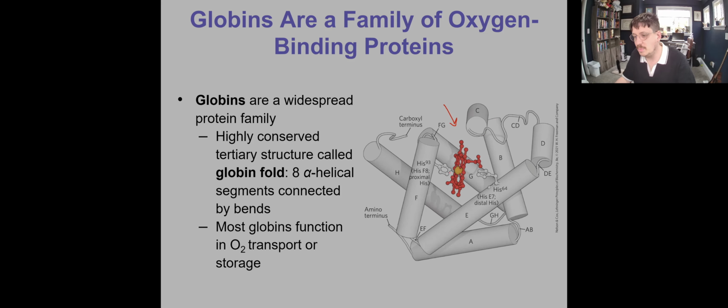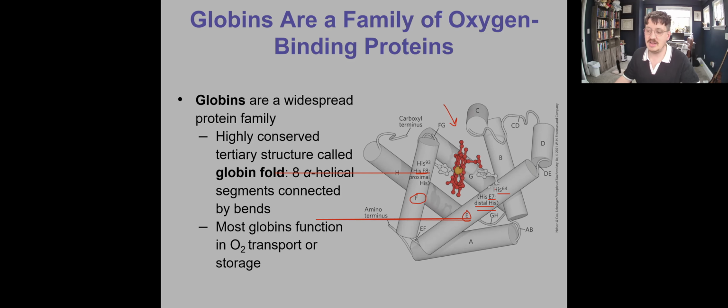We can see that the proximal his is histidine. In this case, this is histidine number 93. It's the his F8, so that's referring to the 8th amino acid on the F helix. It is the proximal one, so it's behind and close to the iron ion, whereas the distal histidine, that's the one that helps out a little bit, but it's further away. That's why it's called the distal. This is histidine number 64, and it is on helix E, and it's amino acid 7.